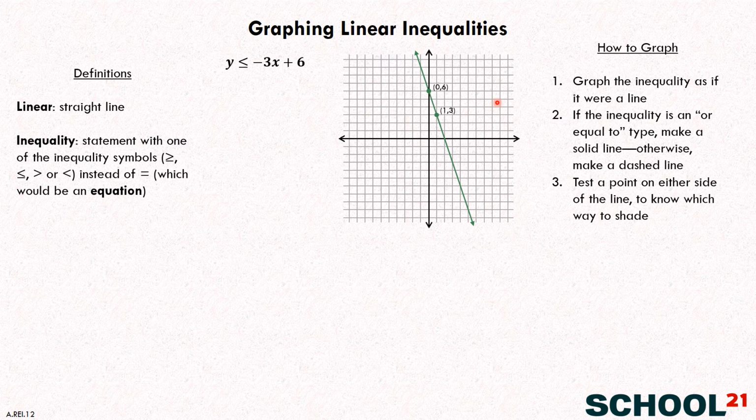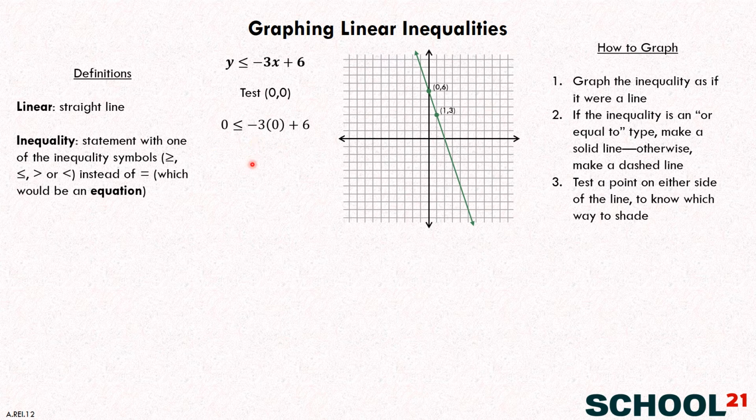Make sense? Okay, good. So let's go ahead and test the point (0, 0). What we're going to do is put 0 in for x and 0 in for y. We're just going to write our inequality out like this. Then we're going to start solving it.